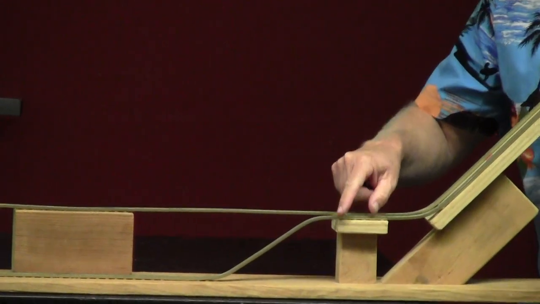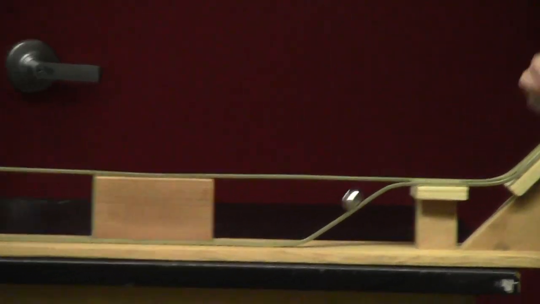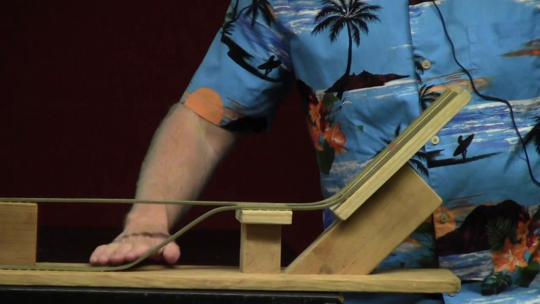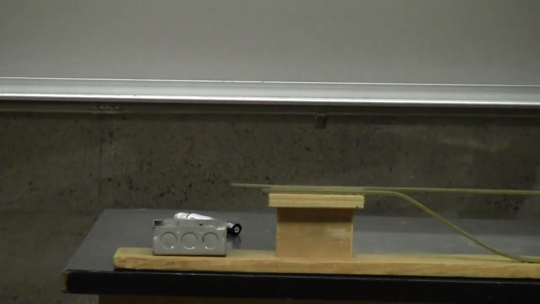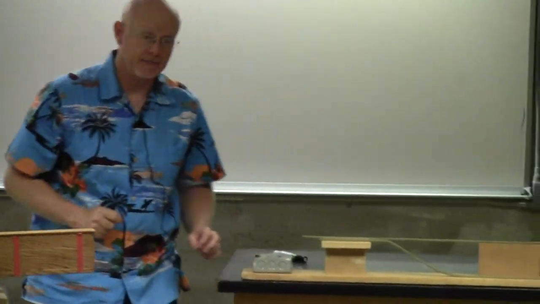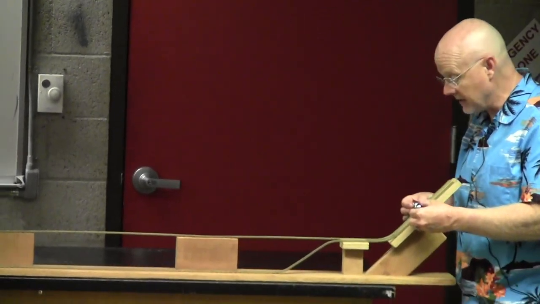This first track, the one closest towards the camera, if I put it here and you watch it race, it'll go down and then down again and then up and into the catch. The other track, this one here, doesn't have that second down. It just goes down at the beginning and then it's level all the way across. So my question for you is, if I race these two at the same time, which one will win? I'm going to put both of these on track one and track two at the same time and let them go.